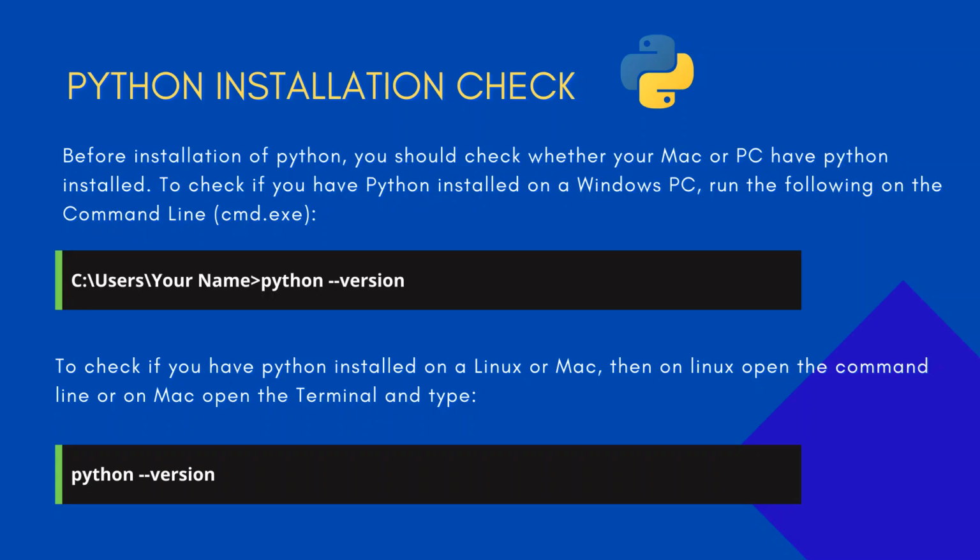Before installation of Python, you should check whether your Mac or PC has Python installed. To check if you have Python installed on a Windows PC, run the command python --version. The same command is also for Linux and Mac users. So if Python is already installed, then it will show the version of Python which is installed in your PC or Mac.